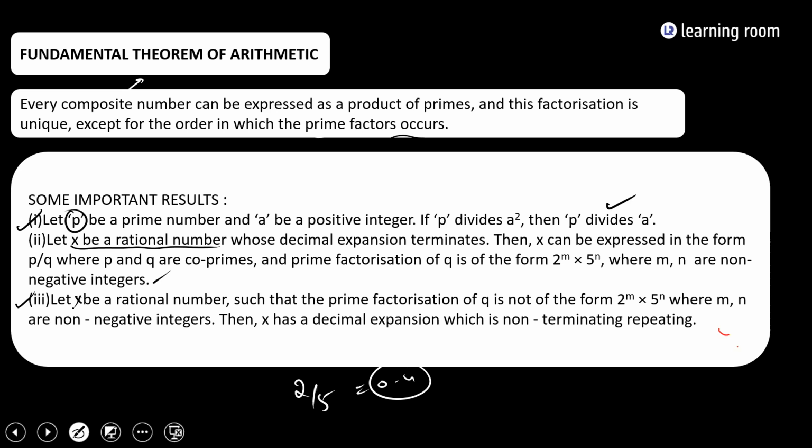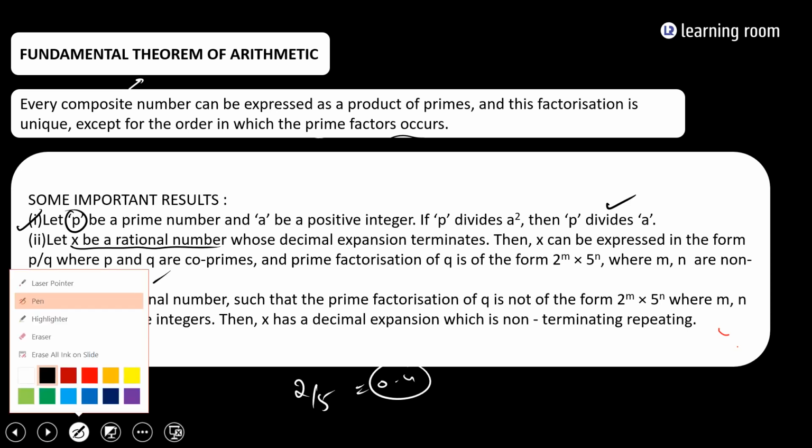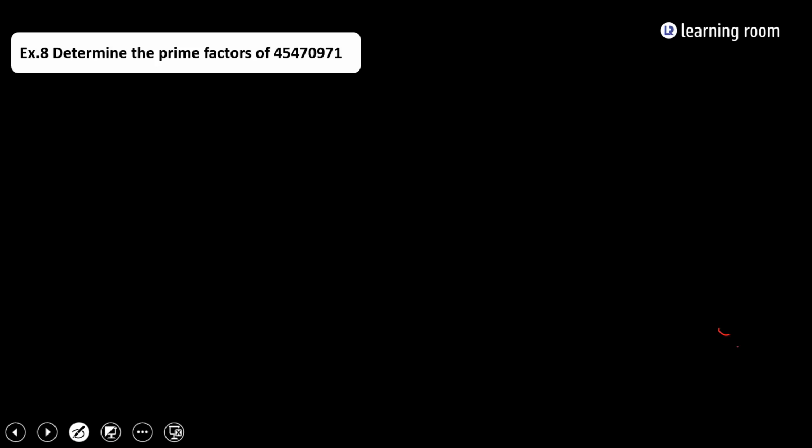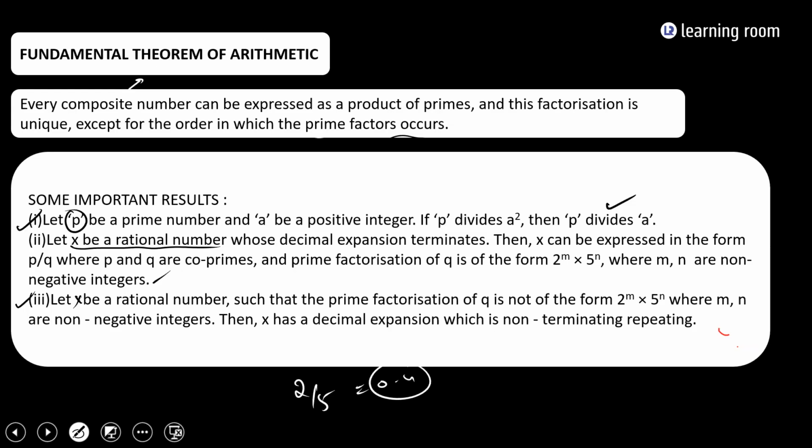So what is the meaning? Why is this even happening? Can someone tell me the logic for it? Most of you might be knowing it already. So what is the logic for it? Why is it supposed to be expressed in terms of 2 power m into 5 power n? Sir, because 2 into 5 is 10. Yes, that is the reason.